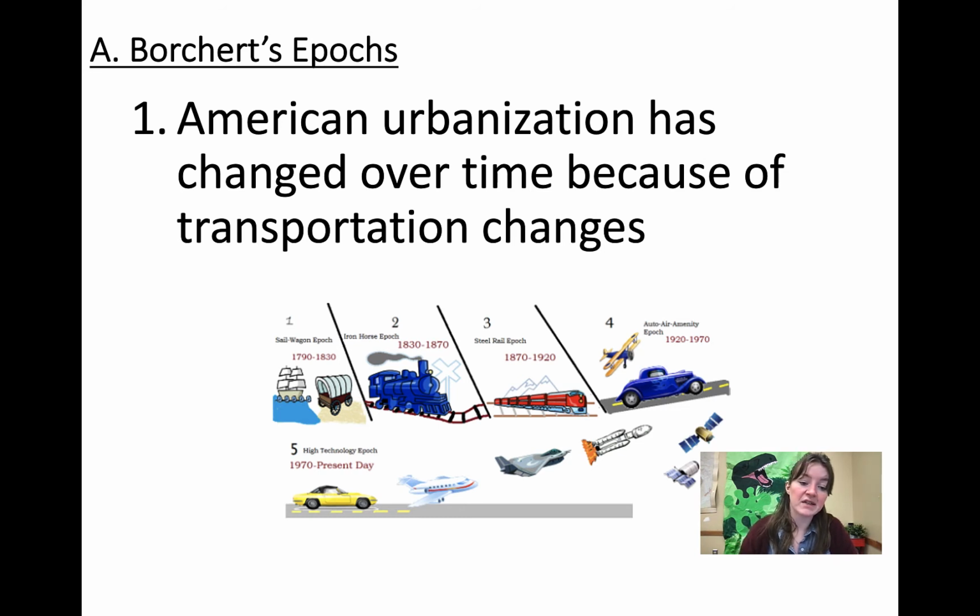And then finally, we're going to get to the high technology epoch. And this is the 1970s until now. And we have faster and larger cars. We have better large transportation like buses and things. We have passenger airplanes or very large planes in general. We have jets of all sorts. We have rockets. We have all kinds of things. We have satellites. We have all these ways that urbanization is changing because of technology.